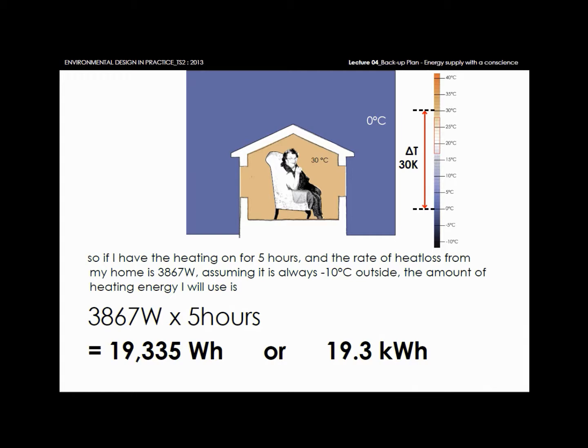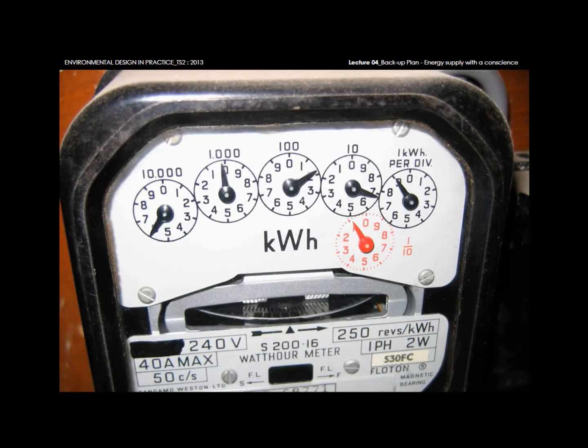So we can do a very simple thing now. If we know the rate at which I lose heat, 3,867 watts in my case, when it's minus 10 outside, and if I know that's the case for 5 hours, as in it's always minus 10 outside and it's always 20 degrees inside, well then, if I have the heating on for that amount of time, I can tell you that it will be 19.3 kilowatt hours of energy that I will use in order to maintain that situation. So that's the same kilowatt hours that you see in your meter, whatever meter you have in your home. It's probably measuring kilowatt hours.